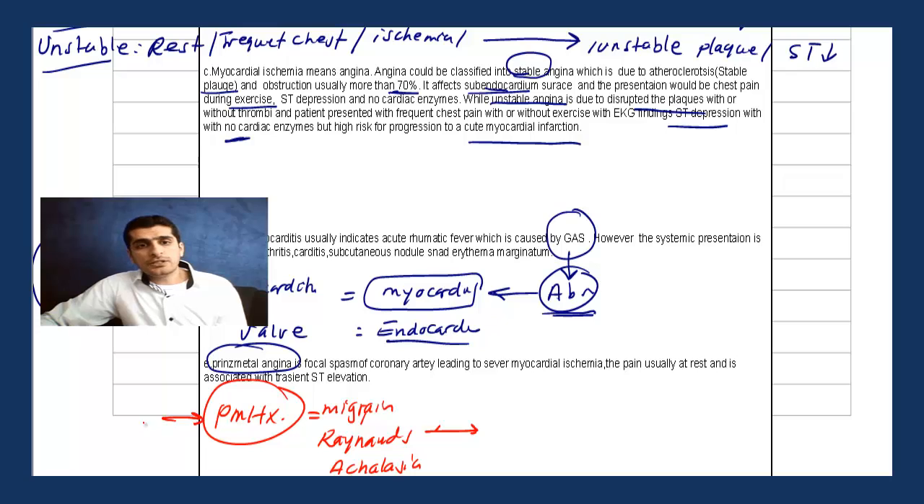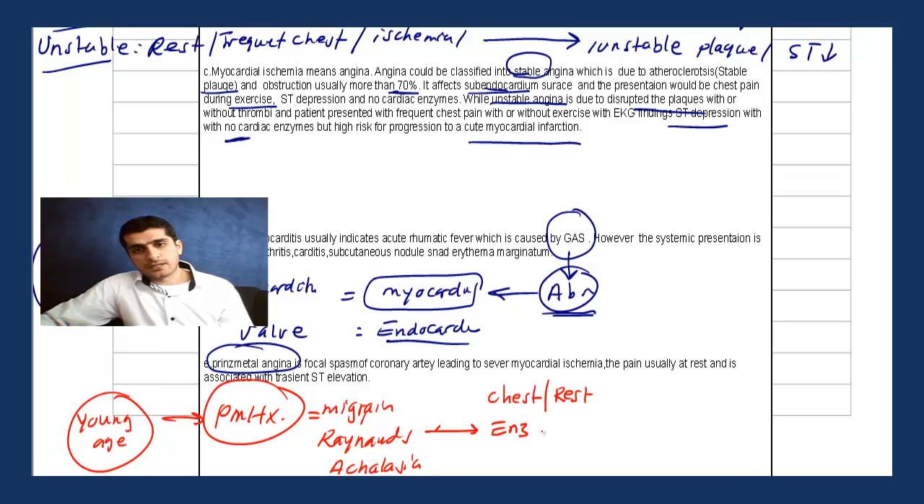Now, if you remember our approach, age usually is young age. Alright? So you get a different young age, you get a different risk factor. How about chest pain? Chest pain looks like MI. So you can say chest pain at rest, enzymes positive, guys, ST elevation. It actually looks like MI.